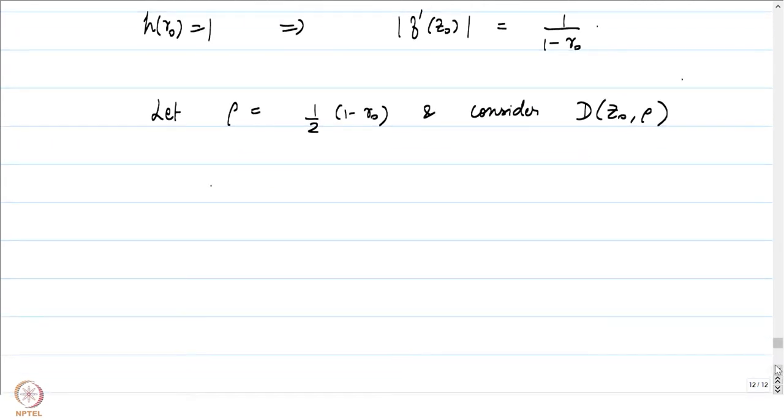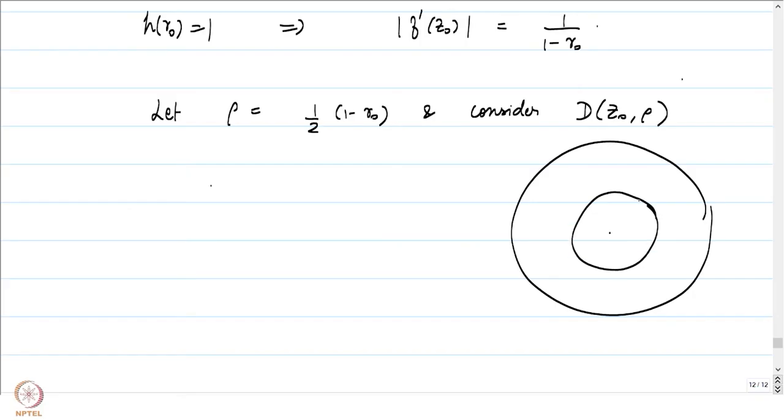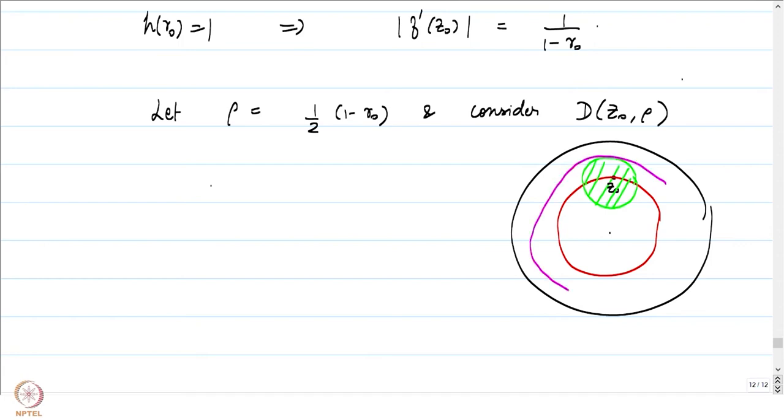Let me draw a picture to capture what we have just done. So this is the unit circle. Maybe I should use colors. Red is the circle of radius R naught. There is the point Z naught lying here, and then we have the green circle capturing the disk of radius rho around Z naught, and the pink is going to be the circle which captures everything, or the disk in which everything is sitting. So let's see what happens. Let's pick some point Z here. Let Z be some point in the disk D(Z naught, rho).